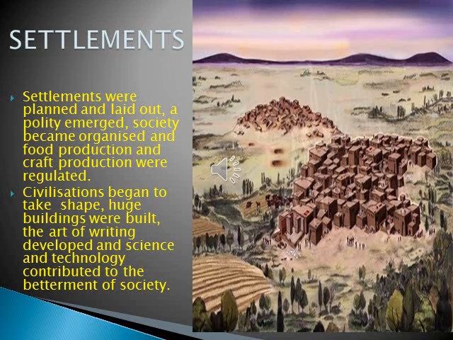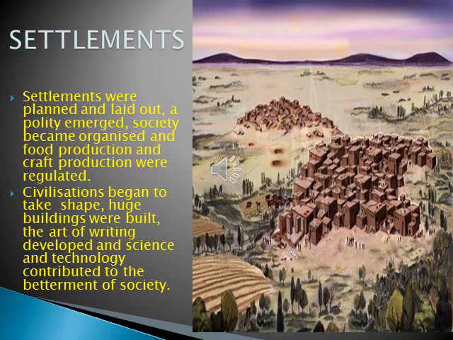Since human beings began to live closely, settlements were planned. Settlements means the place where we live. That is called a settlement. Settlements were planned and laid out. A polity emerged. In order to rule them, in order to govern them, a polity emerged. Society became organized, and food production and craft production were regulated. So now the society became well organized, in a proper way.